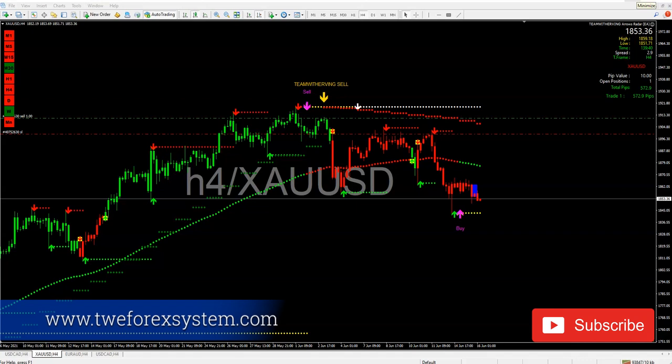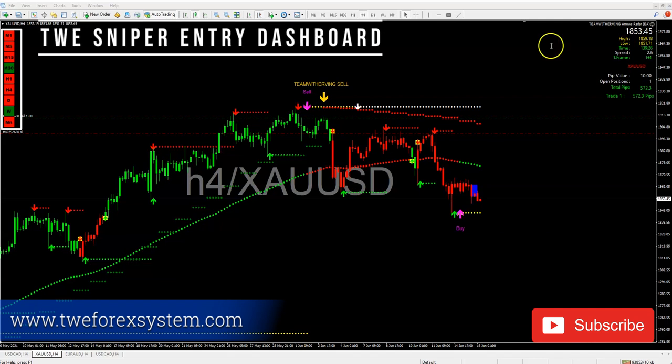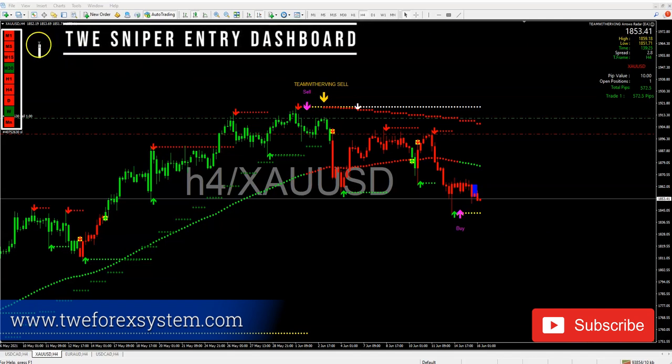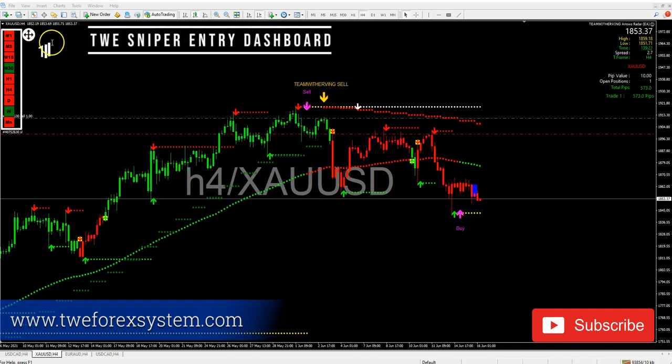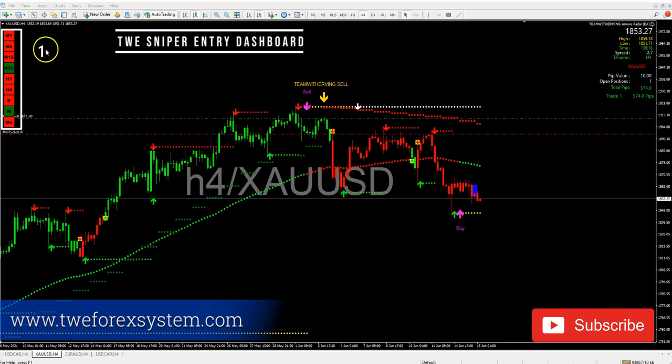First things first, guys, I'm gonna explain it to you in detail, slowly, so you can get it. The first thing that you have to do, no matter what, is always pay attention to what your dashboard is doing. Let me put a number here. Step number one is always your dashboard. Let's make a circle around that one so you can see what I'm talking about. Step number one is always pay attention to your dashboard, whatever time frame you are trading.